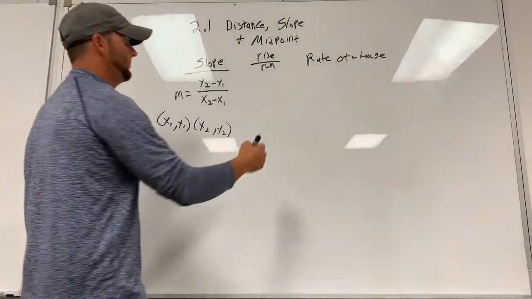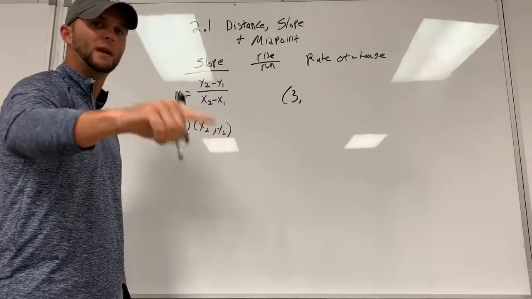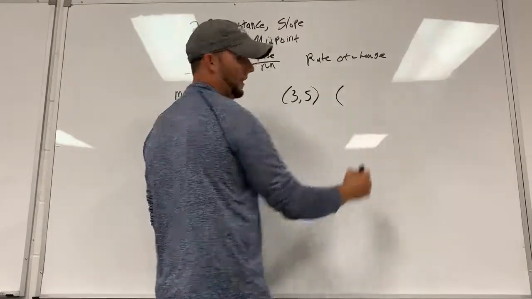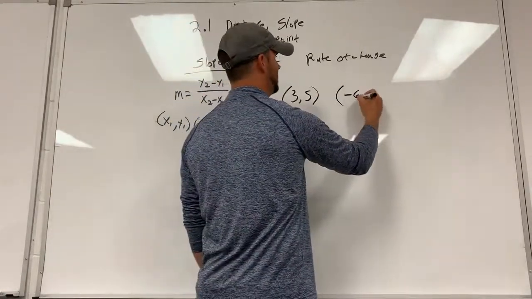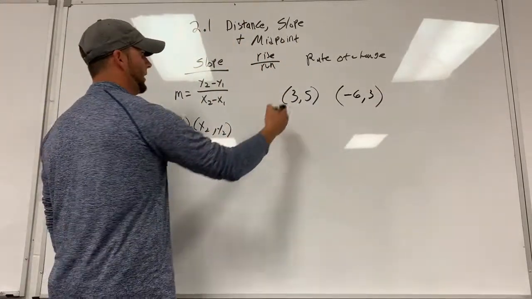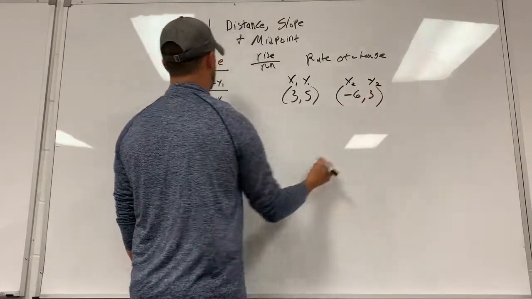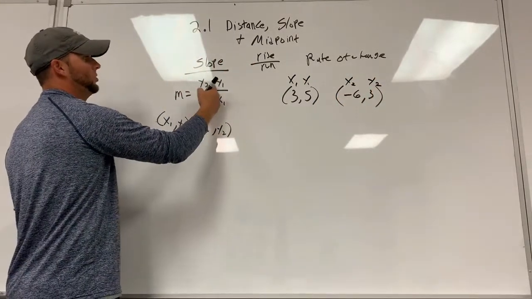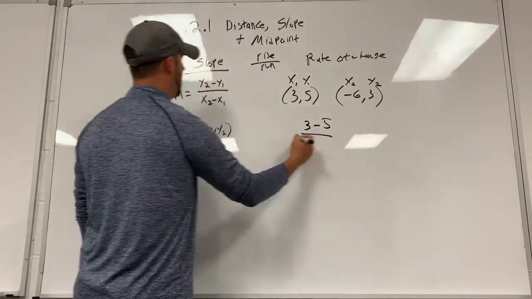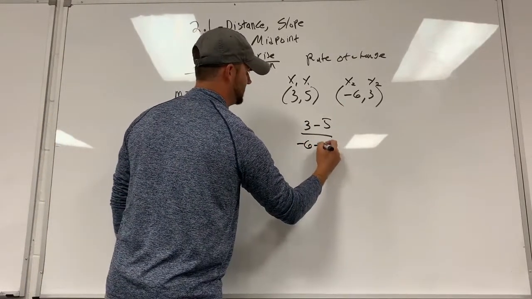For instance, if I'm given two coordinates, and you can write this in that little open area on your notes, let's say 3, 5 and negative 6, 3, I could find the slope by labeling these and plugging them into the formula. So let's do that real quick. x1, y1, x2, y2. Here's my formula: y2 minus y1 over x2 minus x1.